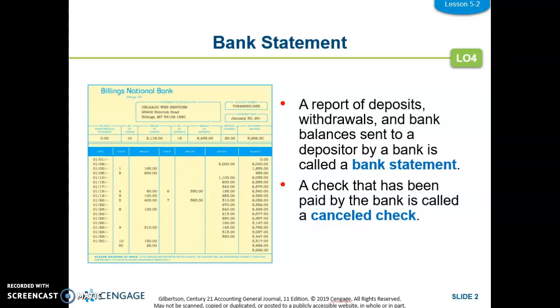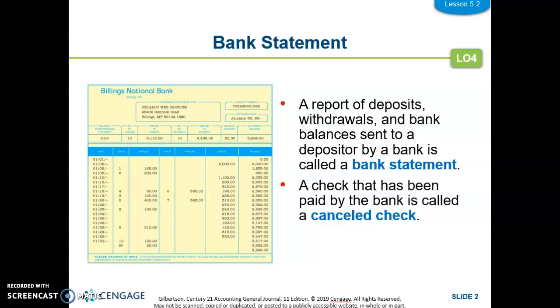Canceled checks may be returned to a depositor with a bank statement or may be kept on record by the bank. Account service charges are also listed on the bank statement. Although banks seldom make mistakes, occasionally a check or deposit might be recorded in a wrong account. If errors are discovered, the bank should be notified at once.